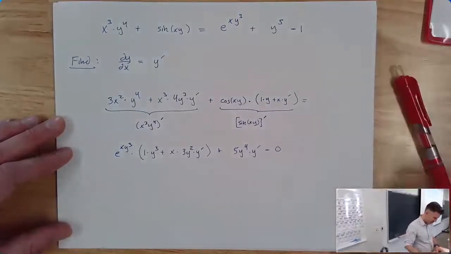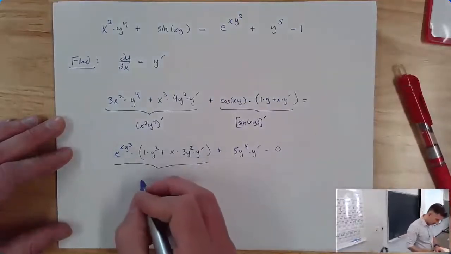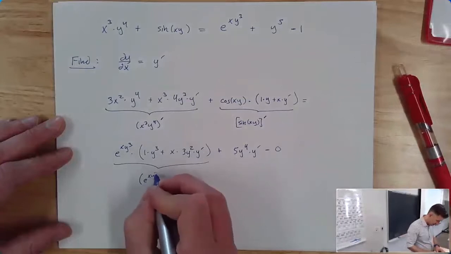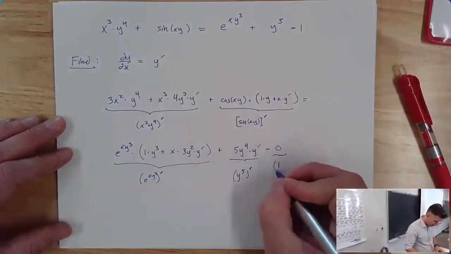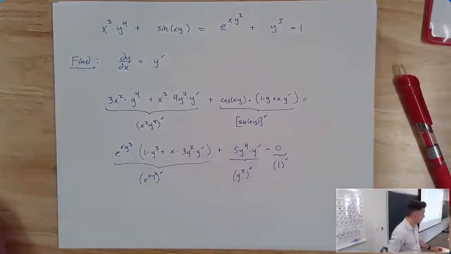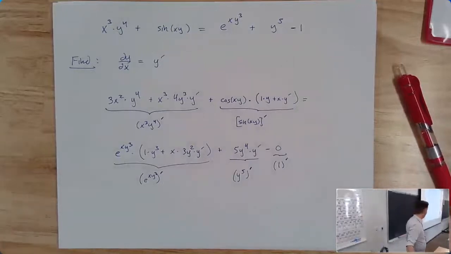I'm going to write these two just to make sure we're super clear. So that's our derivative of e to the xy. And that's our derivative of y to the fifth. And finally, that's a derivative of 1 if you really want. So there's your first step. And usually, although this is kind of terrible, usually the first step isn't too bad.